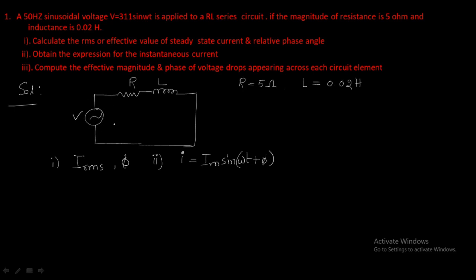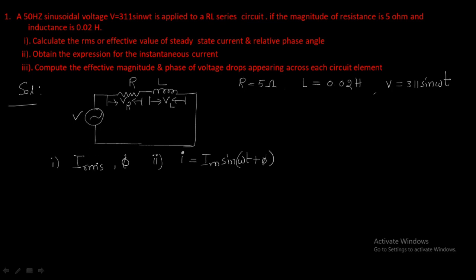For the active element, it is already mentioned in the circuit, that is V equal to 311 sin omega t. But what remains? R is there. That is why he is asking to find out VR, the voltage drop across the resistance, and not VC but VL, because it is an inductor. So we have to find the voltage drop across the resistance and across the inductance.